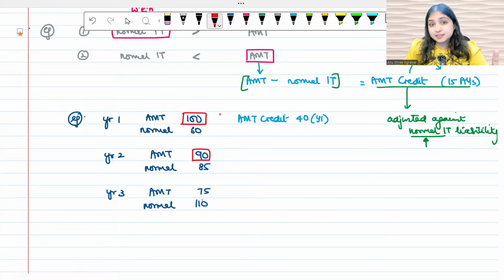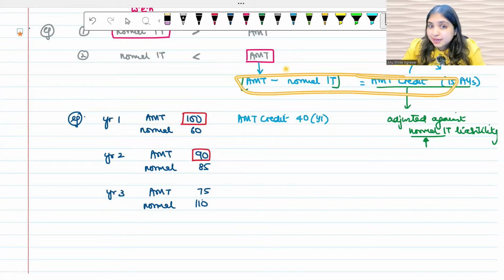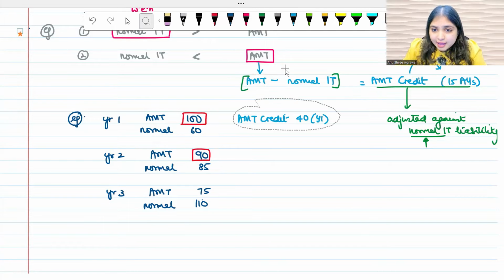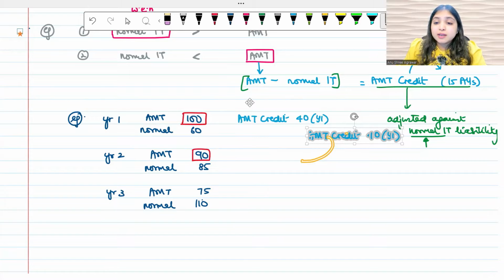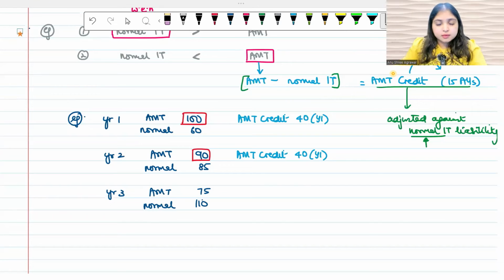Whenever we pay on the basis of AMT, we know that we will have AMT credit. So we already have AMT credit of 40 rupees belonging to year 1. Now, in addition to that, we are going to get year 2 AMT credit also. So what is my AMT credit for year 2? What is the difference between 90 and 85? The difference is 15 rupees. So 15 rupees will become my AMT credit for year 2.